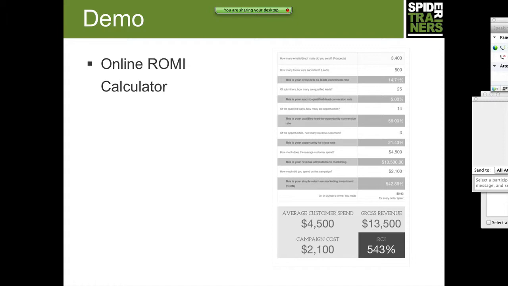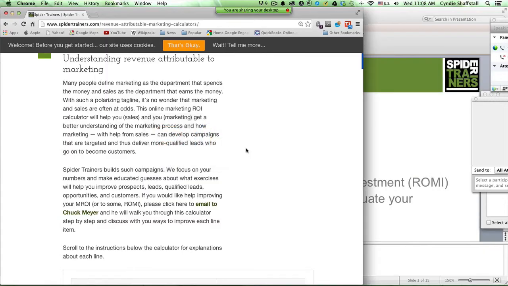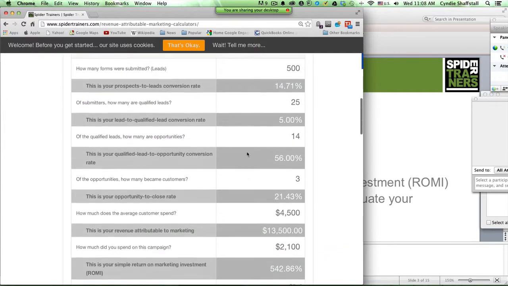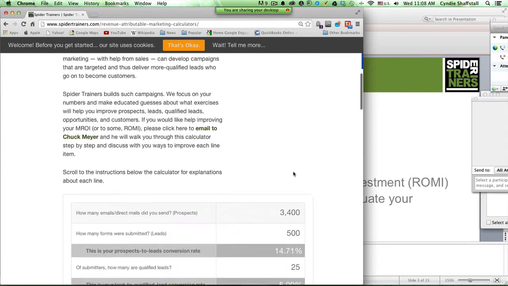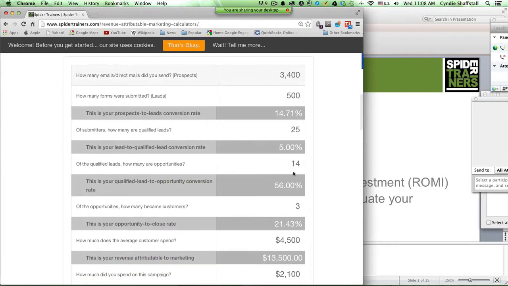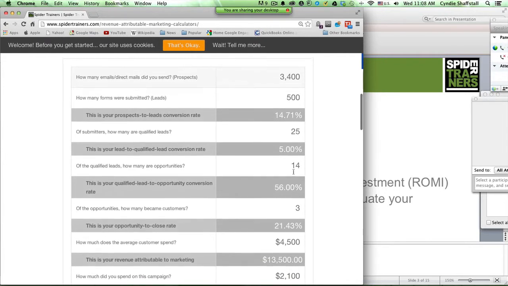So we're going to jump out of PowerPoint for a second here and go to an online ROMI calculator. This is available for everyone on Spider Trainer's website. It's in our online resources area, and it's a very simple calculator. There are instructions above and below it for how to use it, so don't feel like you have to remember everything right now.